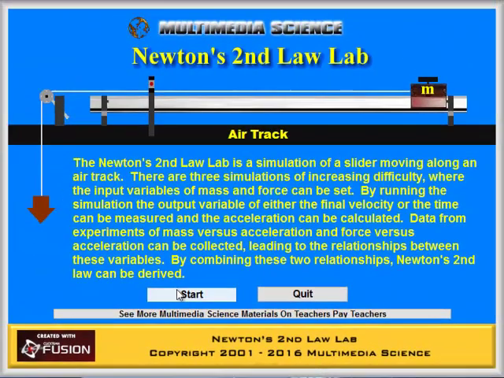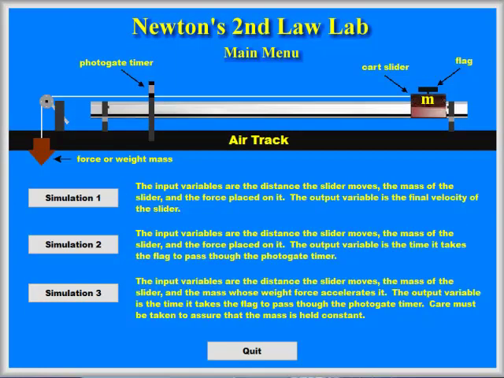Let's take a look at the lab. So here we can see the simulation of the air track. You can assume that this is a relatively frictionless way to move a mass. In this case, it's a slider. The slider will start at initial velocity of 0 and accelerate down the air track due to the force or the weight.